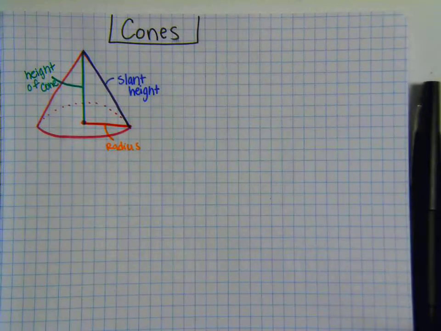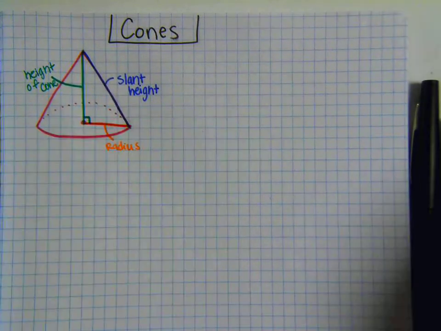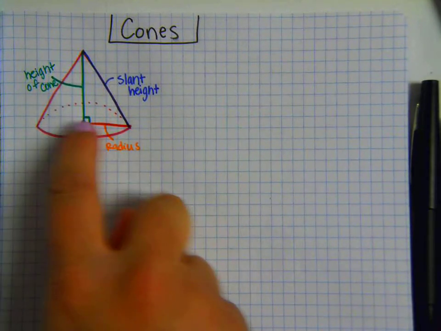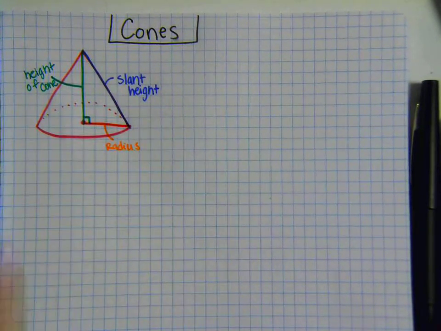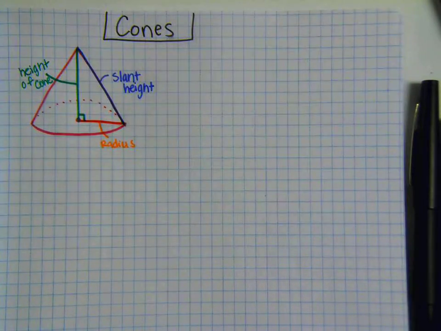Okay, and just as a little mark, there is a right angle right here. So you can see that we just made a right triangle. That is going to be really important for us. Okay, so let's first find the volume.